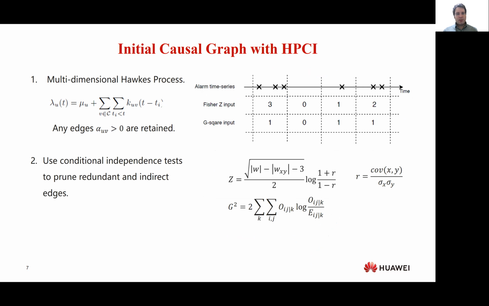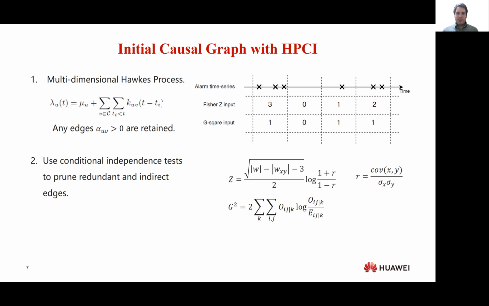Then, after using the HAWKS process, there are often some additional edges in the graph that are indirect or otherwise redundant. So to remove these edges, we use conditional independence tests. If 2 alarms that are connected with an edge in the causal graph are found to be independent, then this edge is removed. We tried 2 commonly used conditional independence tests, the Fisher-Z and the G-square test. The alarm transactions are used as input here, and as you can see in the figure to the upper right, the inputs to the 2 tests differ slightly due to their different nature.